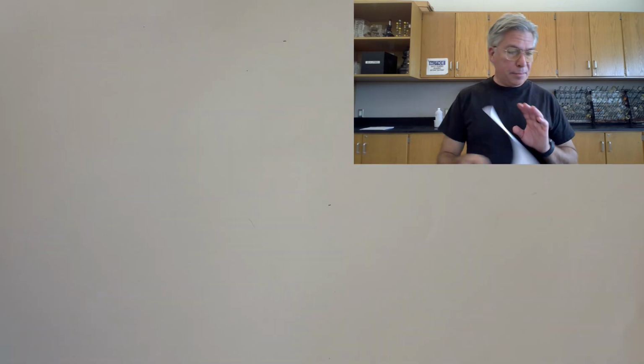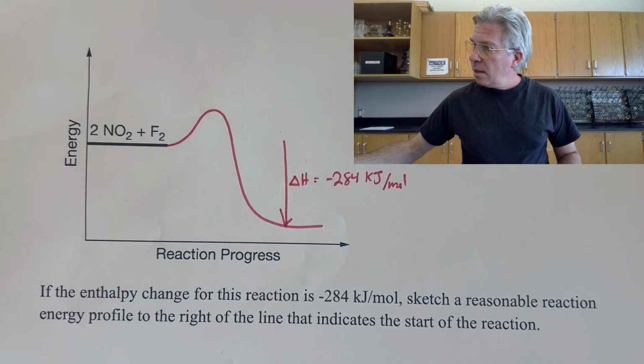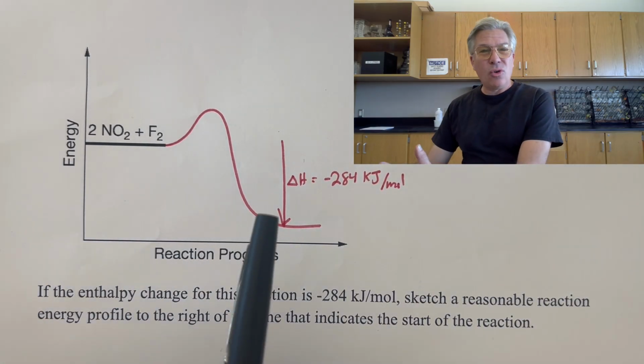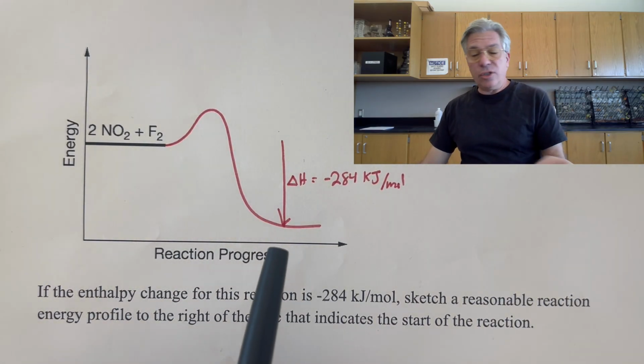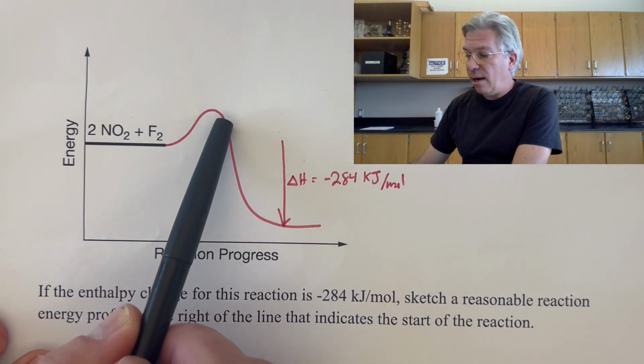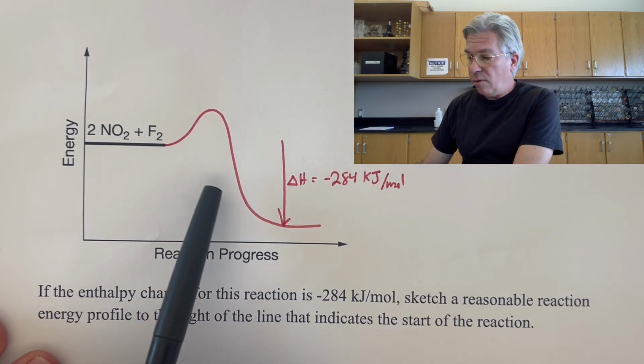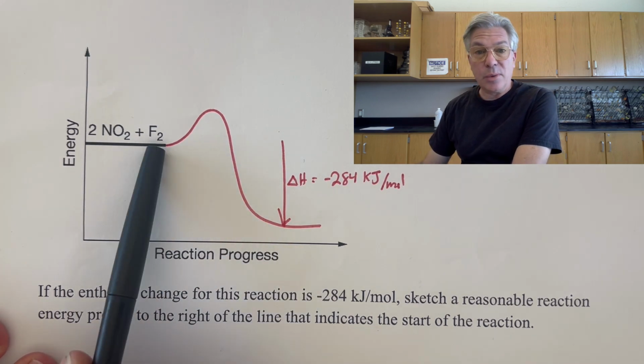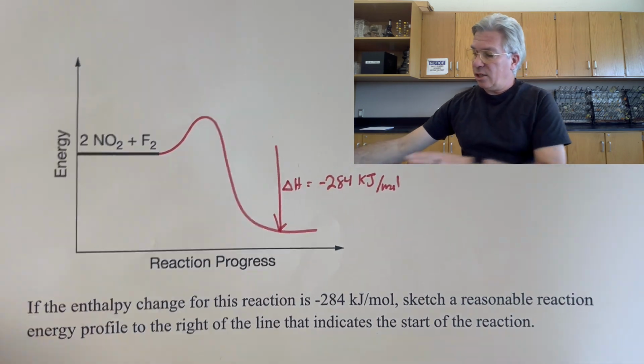So I'll do this first one. And this is something that I would draw. Now, it's not really told what the activation energy is, but as long as you have a hump there to go over, that's getting the point across. And then we end up 284 lower than we started with because the reaction was exothermic. Okay, your turn.